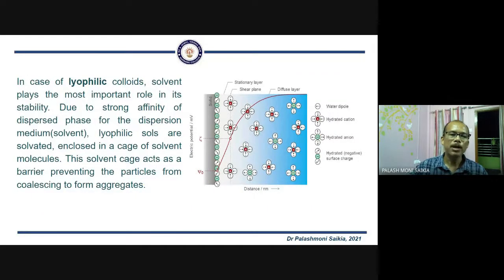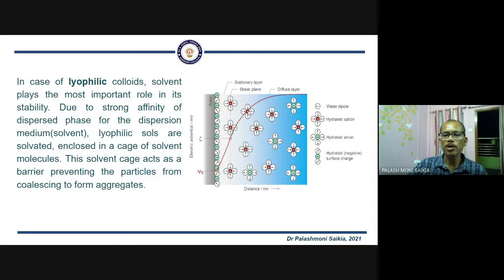Why? Because as I have told you, lyophilic colloids are mostly neutral. They may have positive charge. Another interesting thing is, in lyophilic colloid, the dispersed phase and dispersion medium have strong affinity. So solvent plays the most important role in its stability. Whether they are charged or not charged, they will be solvated. Suppose they are charged, okay? So these lyophilic particles will be surrounded by water dipoles.